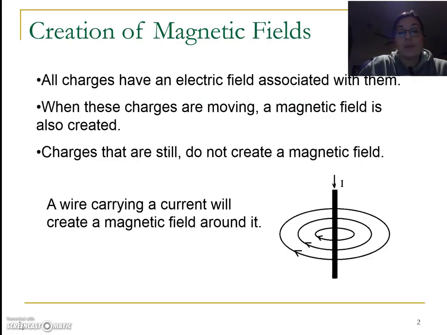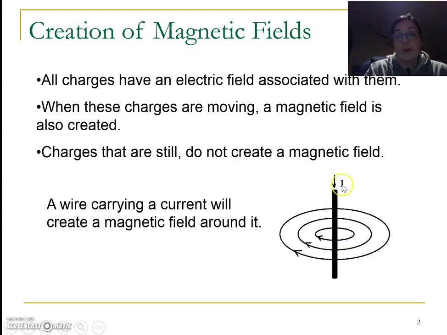So we've all been looking at charges a fair bit recently, and all charges we know have an electric field associated with them. That's what we've been studying for the past few weeks. Now, when these charges are moving, any single moving charge actually creates a little magnetic field around that charge. Any charge that's still has no magnetic field, but anything that's moving, through a wire or any form of a current, or even a moving single charge, has a little magnetic field that gets made around it.